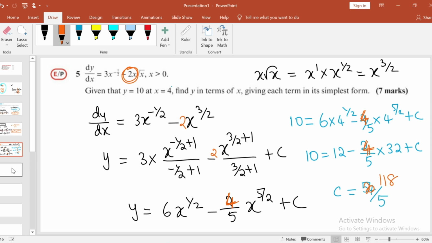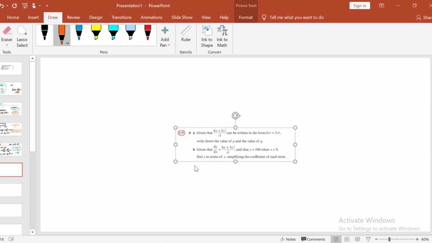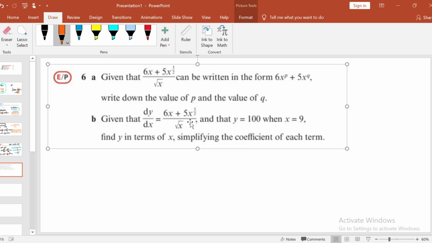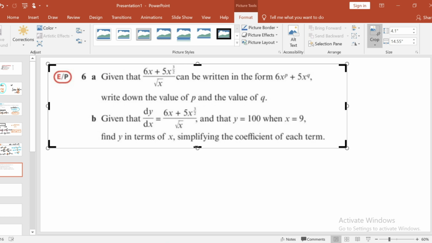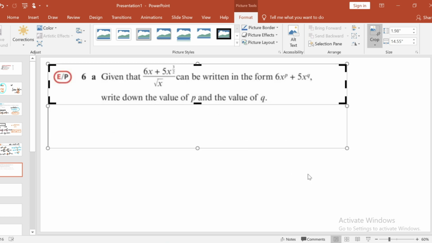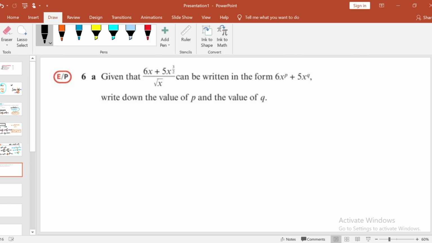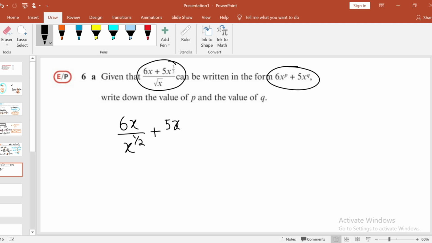So I'm taking one more question from the exercise. Question number 6. Probably let's take only the part A first. Part A is what we learned in chapter 1, right? Using laws of indices. They want you to write this function in this form, and then we are going to integrate it in part B. You can divide the function separately by root of x. Root of x is x power half. Understand what I'm doing? Yes.